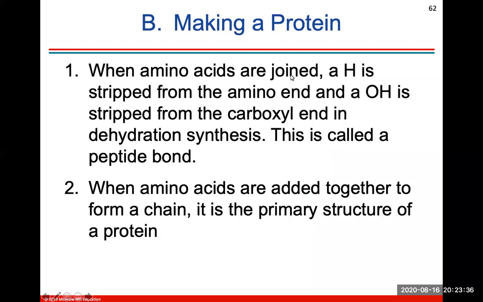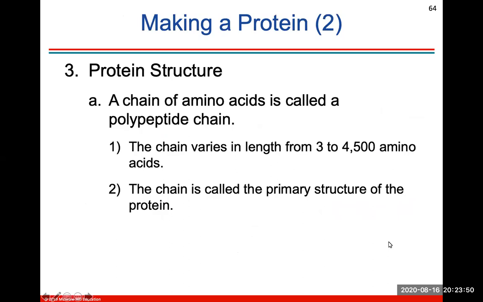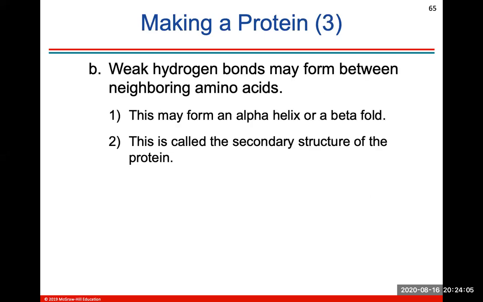When amino acids are joined, a hydrogen is stripped. I'll let you guys read through this to make a peptide bond, and they'll eventually make the primary structure of a protein when their amino acids are added together. Making a protein, the protein structure, it's a chain of amino acids. It's called a polypeptide chain. It can vary in length. You can see there from 3 to 4,500 amino acids. And this chain is called the primary structure.